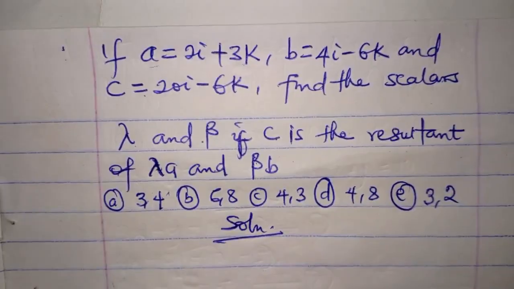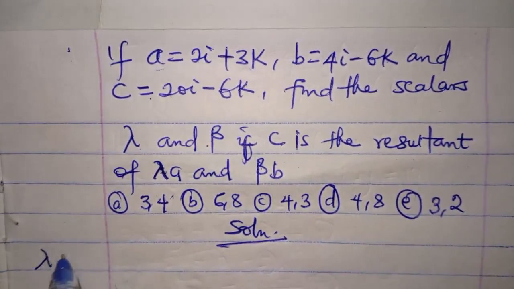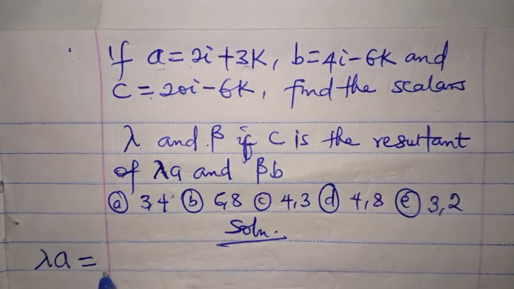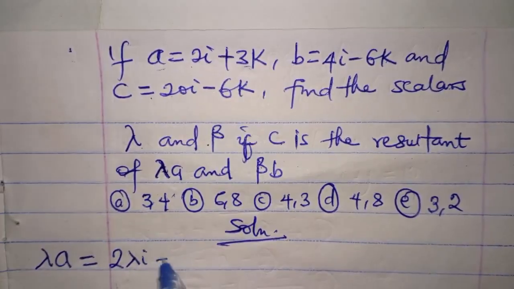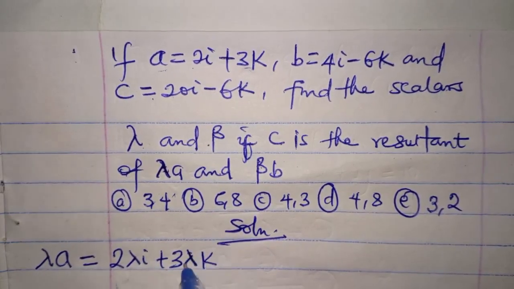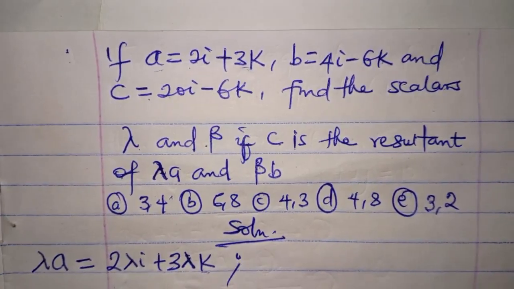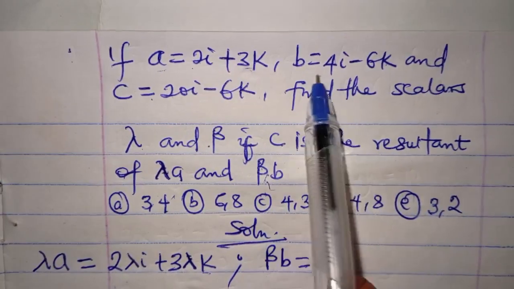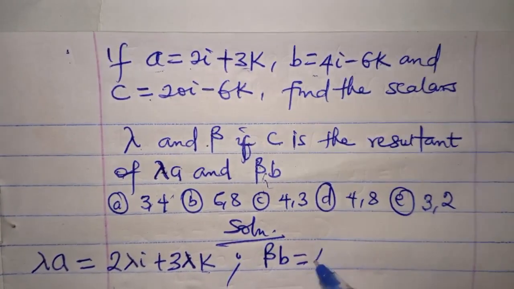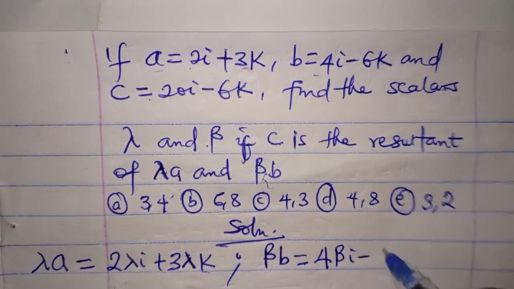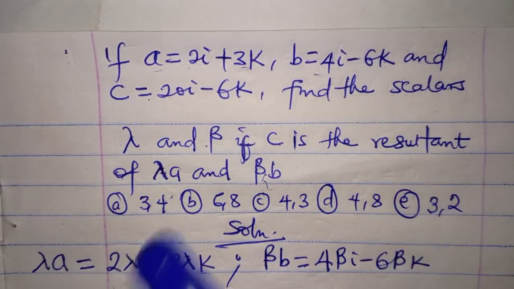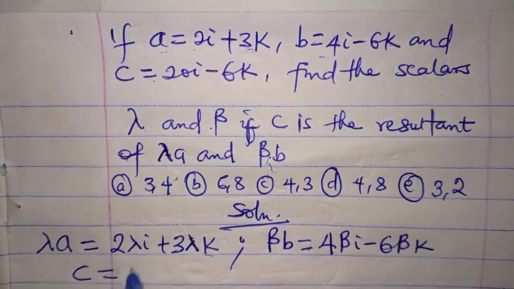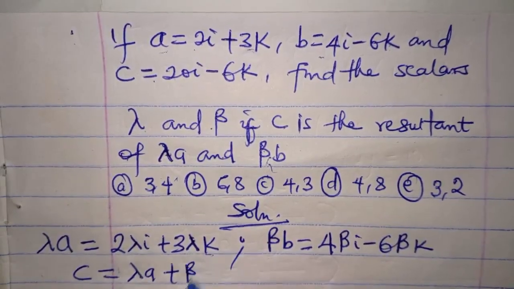So lambda A is the product of lambda and vector A. That means we are going to multiply everything here by lambda. And that will give us 2 lambda i plus 3 lambda k. So this is lambda A. Beta B is multiply vector B by beta. So that will be 4 beta i minus 6 beta k. The resultant of lambda A and beta B is C. What does that mean? It means that C is equal to lambda A plus beta B.